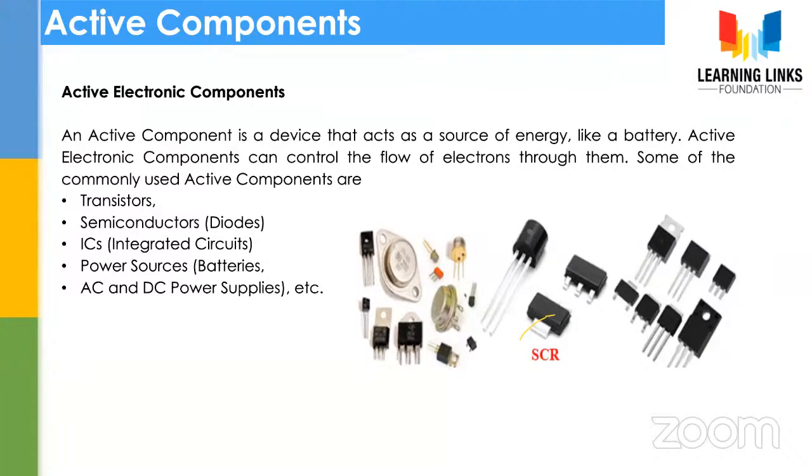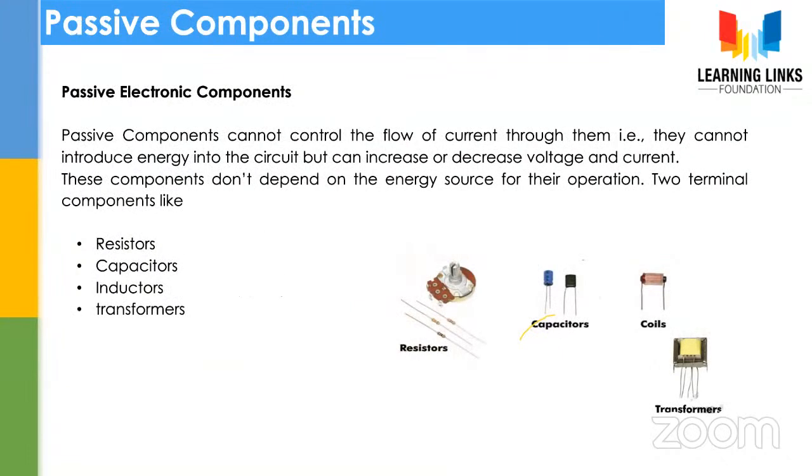So what is a diode? A diode is a two-terminal device. It will restrict the current, okay, to going in a single direction. IC is an integrated circuit. To make some circuitry, we have to use some IC and mount all the components on the IC, and we have to make the circuit. And then we have to use the power source like a battery, AC and DC power supplies, alternating current and direct current, okay. So these are the active electronic components.